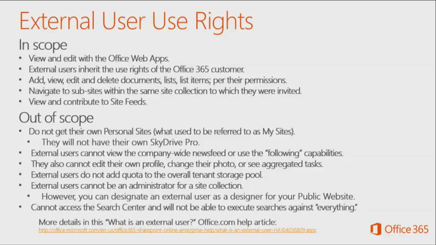External users' rights, in scope: they can view and edit with Office web apps. External users inherit the use rights of the Office 365 customers. So if I have certain rights to that document, maybe I only have read rights, then when I share that document, they only have read rights as well. External users inherit the use rights to add, view, edit, and delete documents. They can navigate to subsites within the same site collection to which they were invited.